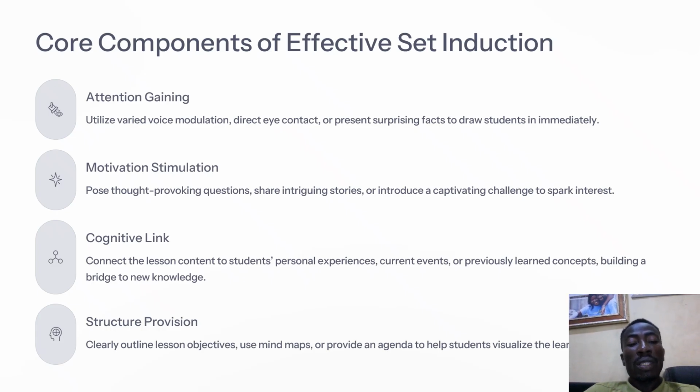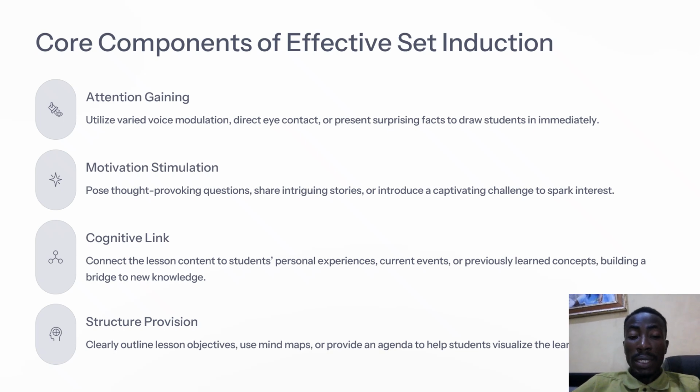Then you provide a cognitive link. That is when you connect content to students' personal experiences. When you provide current events and you explain previously learned concepts to students, that's when you are providing a cognitive link between what they are learning now and what they have learned in the past. When you build a bridge to new knowledge with the current content that you are teaching, you are providing a cognitive link. And lastly, you provide structure to your class when you clearly outline the lesson objectives.